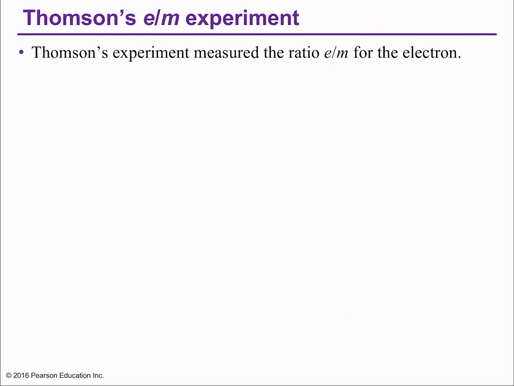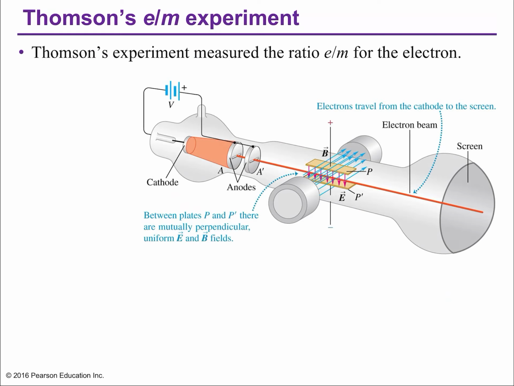Another application is in the measurement of the ratio of the charge to the mass of the electron. This is called Thomson's e/m experiment. In Thomson's experiment, the equipment is in vacuum, encapsulated in a glass capsule, and all the components are shown here. Electrons are accelerated from the region close to the cathode, between cathode and the anodes, and they emerge at the opening at the anode A prime.